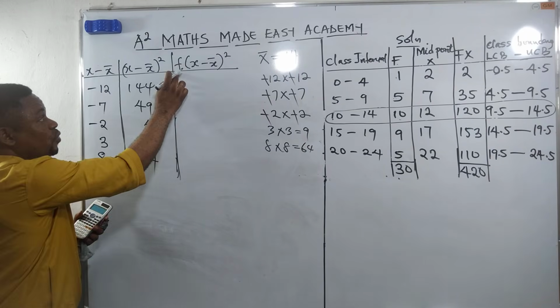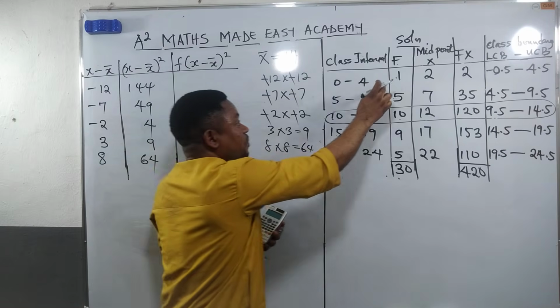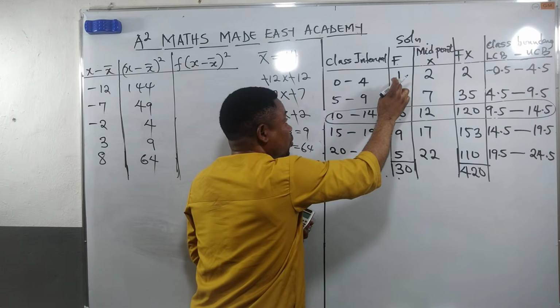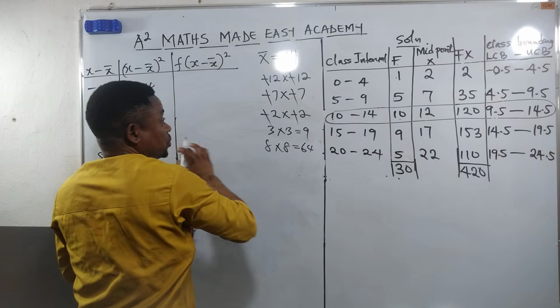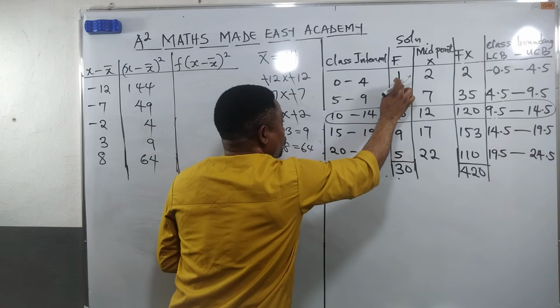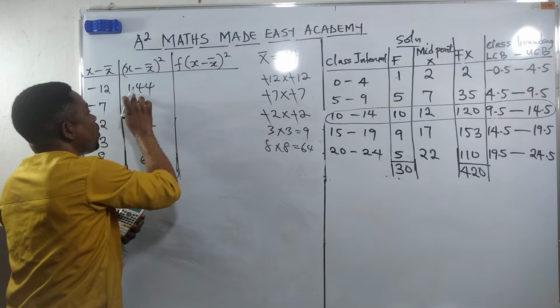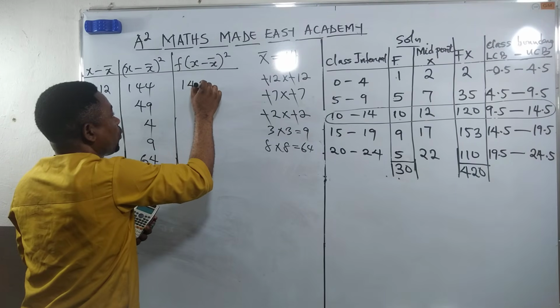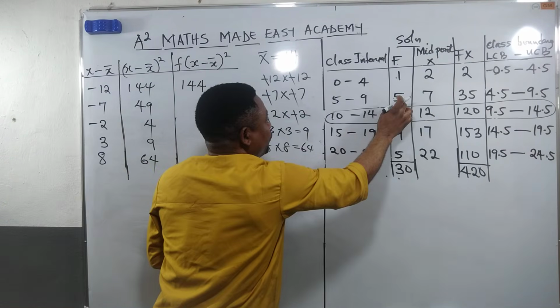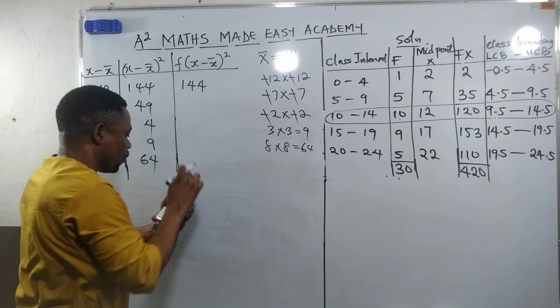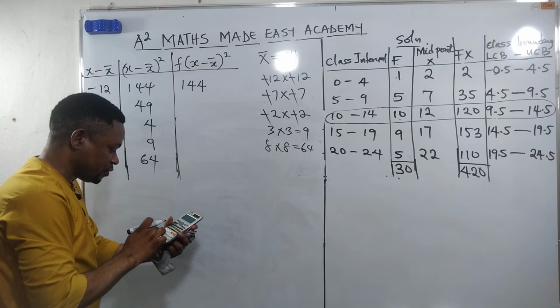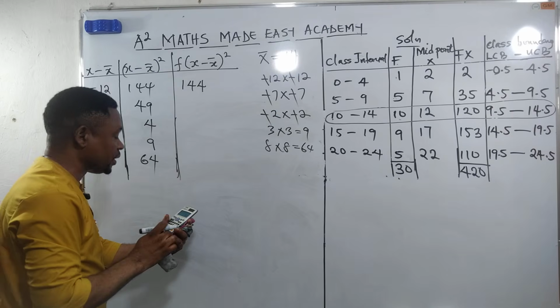How will I do? The next one is frequency. From the table, this is the frequency, right? So what do you do? This is the result of what we have gotten. The first one, frequency is 1 multiplied by this 144 will give us 144. Are you there? Then the second one, frequency is 5 multiplied by 49. I will say 5 times 49. What should be the answer?